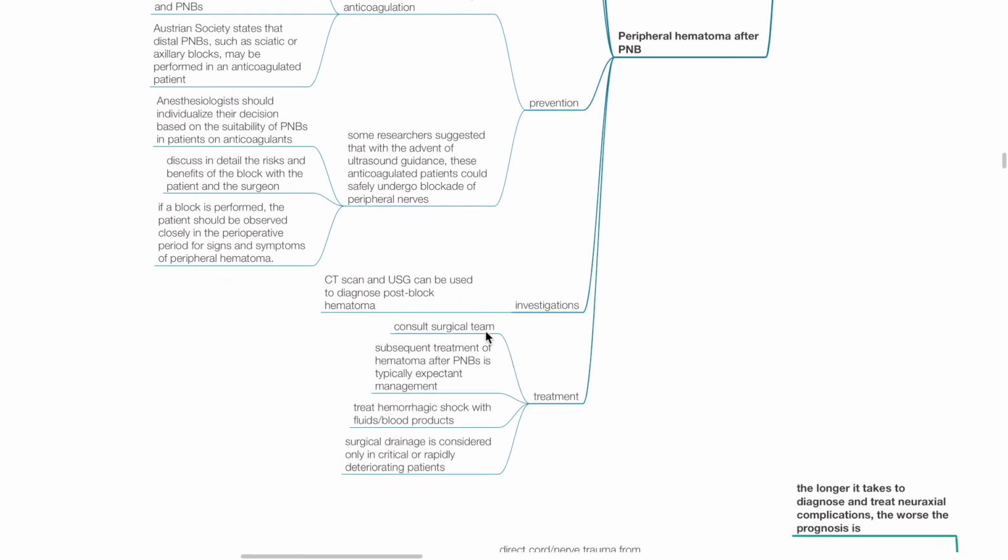Anesthetists should individualize their decision based on the suitability of peripheral nerve blocks in patients on anticoagulants. Discuss in detail the risks and benefits of the block with the patient and the surgeon. If a block is performed, the patient should be observed closely in the perioperative period for signs and symptoms of a peripheral hematoma. To diagnose post-block hematoma, investigations include CT and ultrasound.